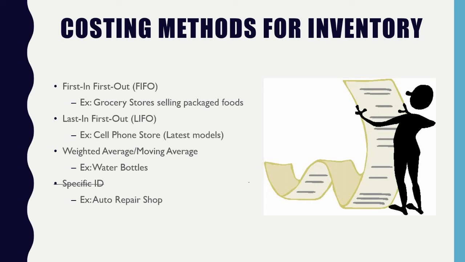The first one is called first in, first out rule. This is like a typical grocery store. Usually you buy one batch of inventory, and typically because of those batches, you are most likely going to sell the first batches that you purchased first. Think of a grocery store, for example.